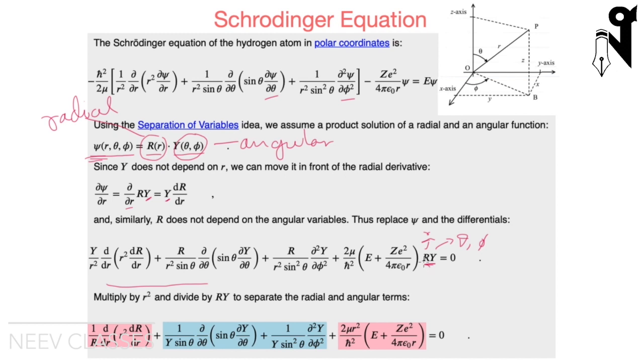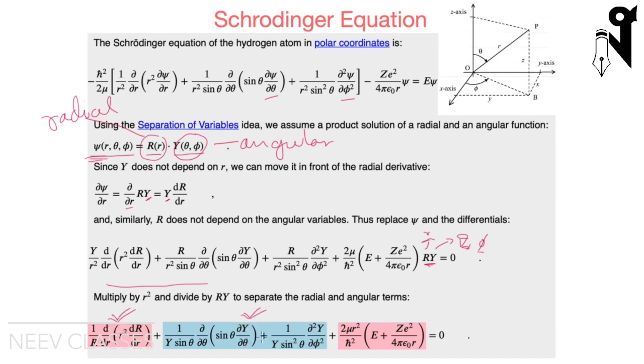In R, radius is what is varying, the angles are not varying, and in Y, the radius is not varying, it is for a particular radius. So this has been successfully separated out as two parts. This is one part and that is the other part.